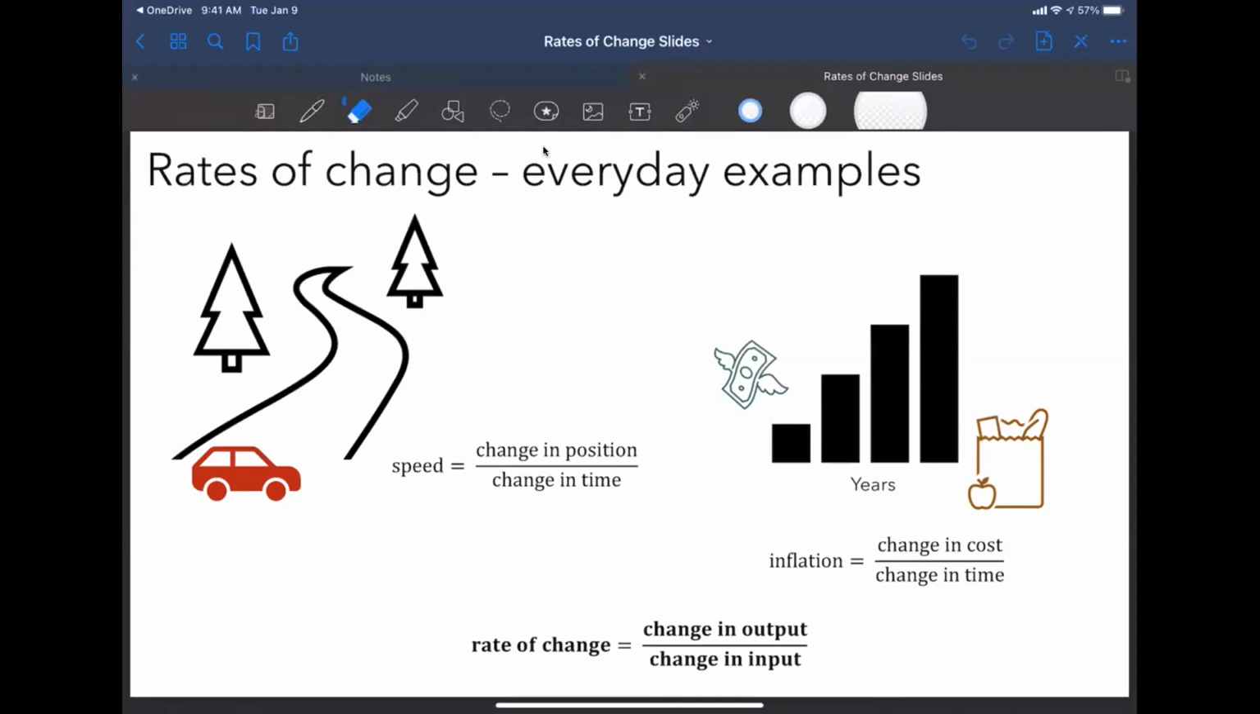Another currently very relevant example of rates of change is inflation. We're talking about inflation all the time in this economy. Inflation can be measured as the change in cost over the change in time. So this could be something like the change in the cost of groceries over the last year. What both of these have in common is that the rate of change is some change in output divided by the change in input.